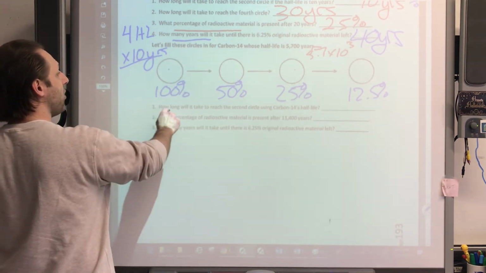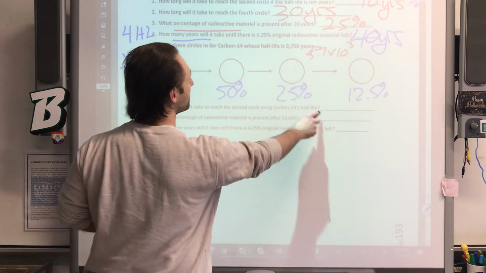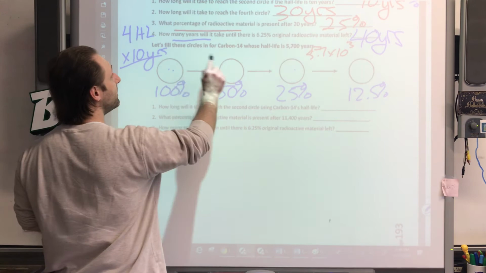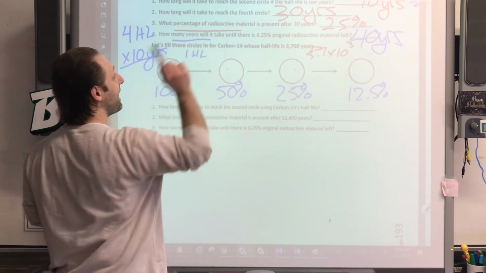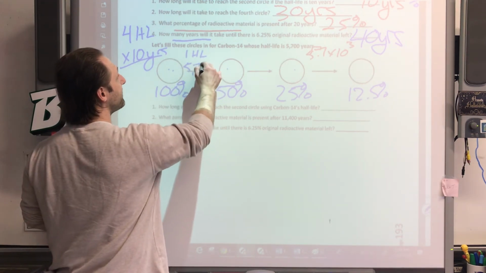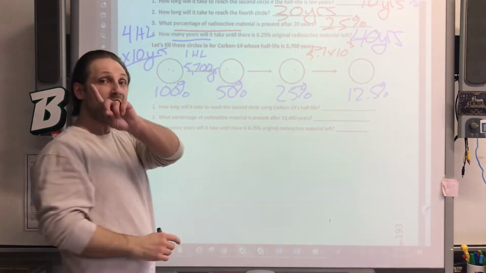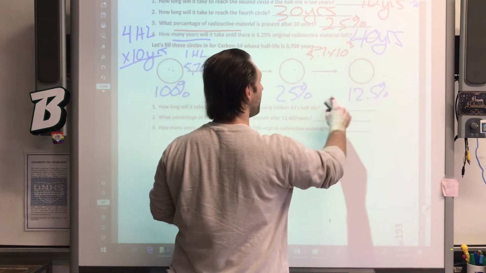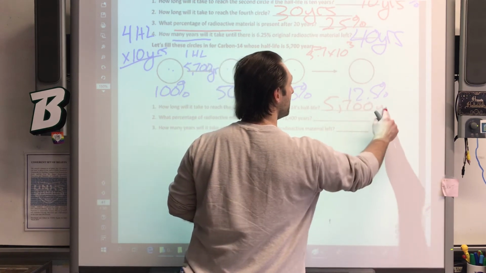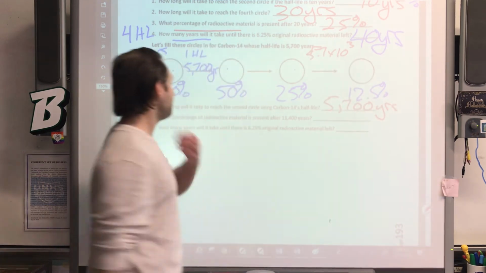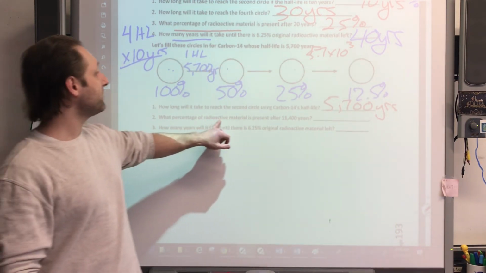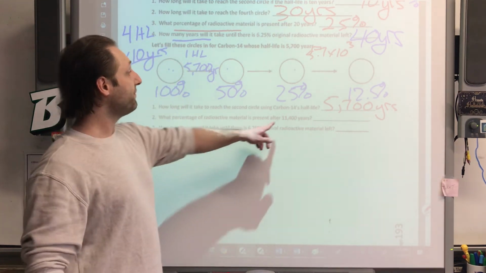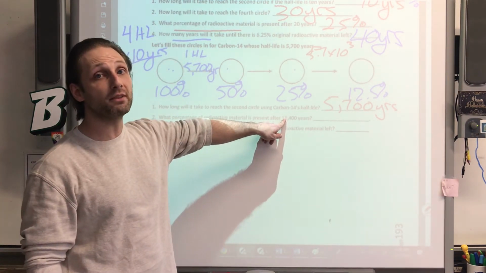So we've got here, how long will it take to reach the second circle using carbon-14's half-life? We're in the same situation like the last one. So from here to here, that's 1 half-life. We know that it's 5,700 years for 1 half-life. So to get to the second circle, we are going to say it is 5,700 years. Okay? Then it says what percentage of radioactive material is present after 11,400 years? Well, you've got to figure out how many half-lives go into 11,400 years.